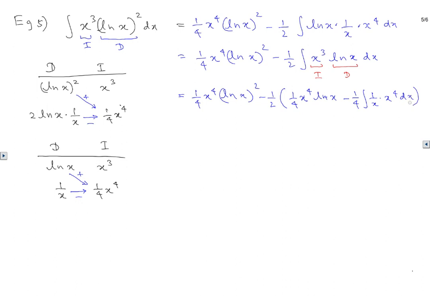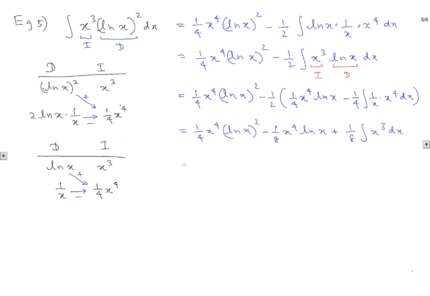We can simplify this a little bit. So if you simplify, you're going to get 1/4 x^4 (ln x)^2 minus, you can multiply this, and you can see that we have a 2 and 4, so it's a 1/8, and then we have x^4 ln x, and then negative negative positive, so it's going to be 1/8 again here, and then the inside here is going to be x^3 dx. That's very easy to integrate.